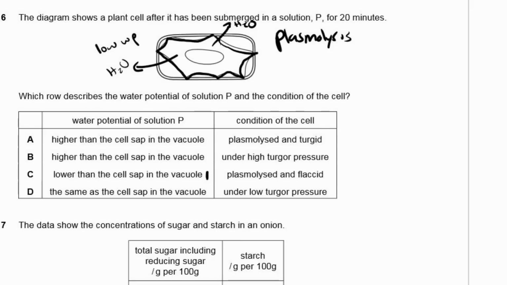Is the condition of the cell plasmolyzed? Yes, it's plasmolyzed. Is it turgid? No. High turgor pressure? No. Low turgor pressure? Well, yes, it is low turgor pressure, and it's flaccid. Flaccid means it's just limp and there's nothing holding it in place. So the answer here is C. And it's flaccid because it has a low turgor pressure, but it's certainly not the case that the water potentials are the same. So the answer is C.